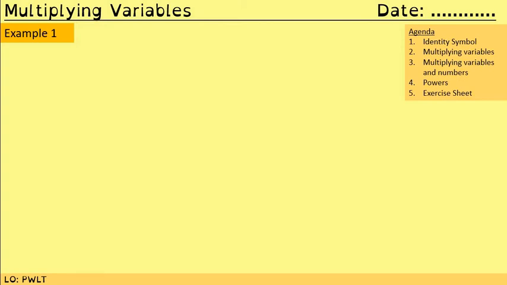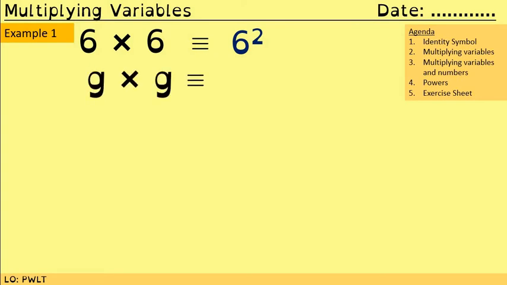We're going to remind ourselves that when we multiply something by itself, that means we are squaring it. So 6 multiplied by 6 is identical to, I'm using my identity symbol again, 6 squared. This is exactly the same for variables. If I multiply a variable by itself, I am squaring it. So g multiplied by g is g squared.